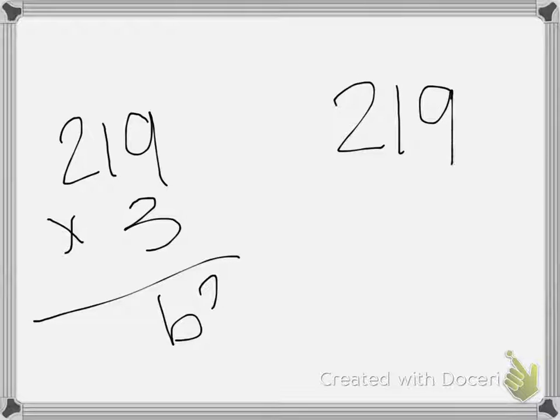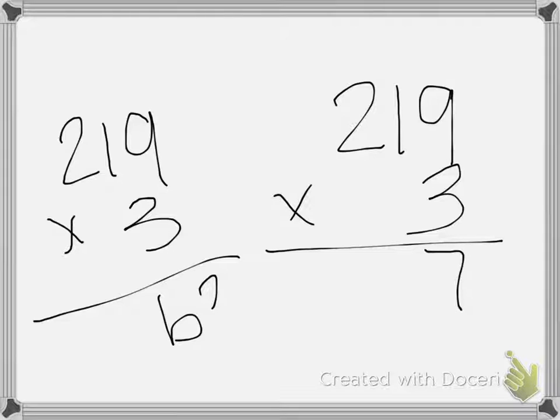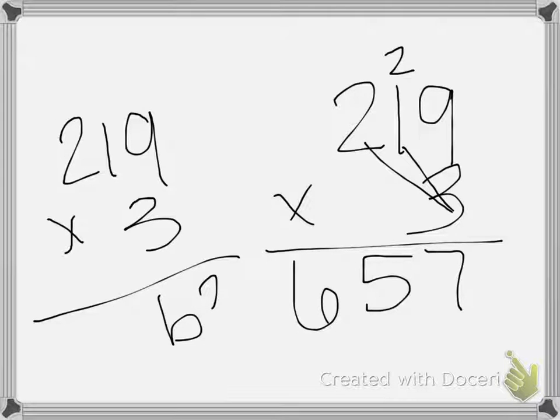So if we do this problem, okay, we need to do this. So 9 times 3 is 27. Drop the 7, carry the 2. 3 times 1 is 3, plus 2 is 5, and 3 times 2 is 6. So we would say on our answer, B, the number of boxes of cards that Mary has, equals 657.